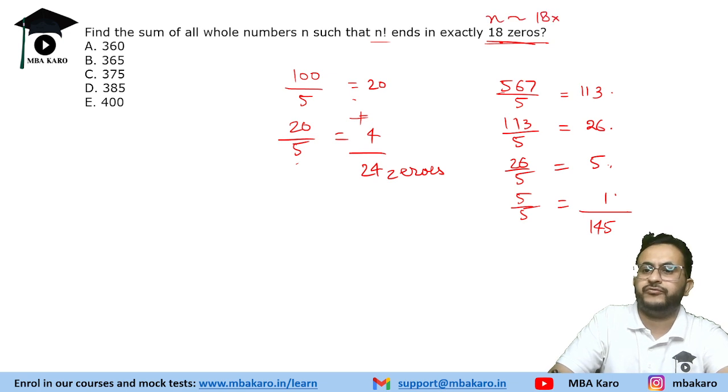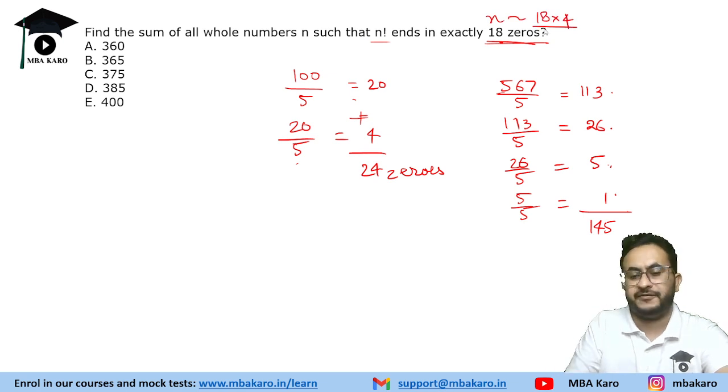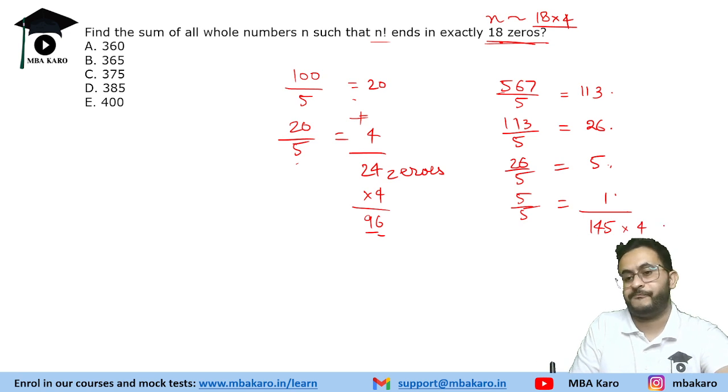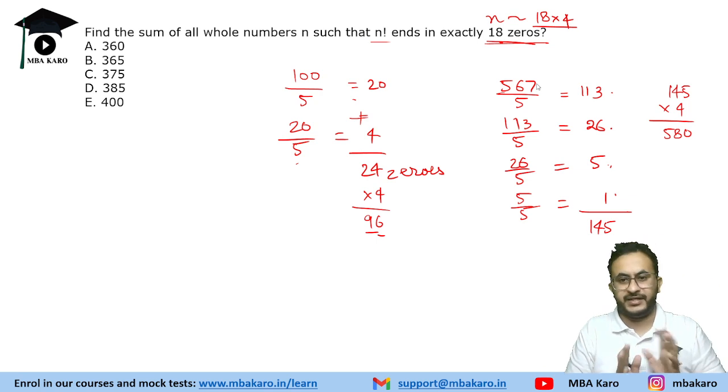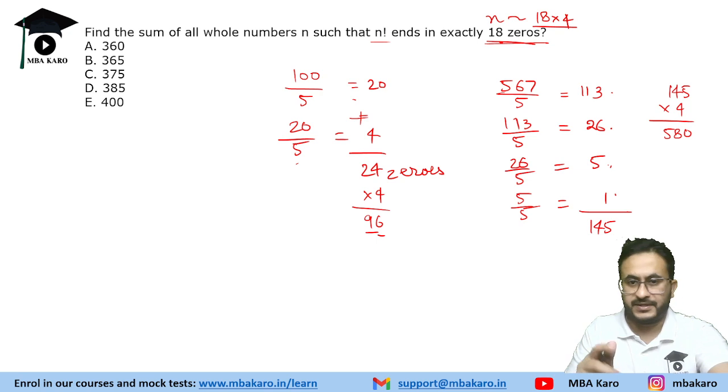Approximately 18 into 4. Like if you see 24 zeros, 24 into 4 is 96. Right, so we got 96. Now, if you see 145, 145 into 4 is 580. The number of zeros was 4, so 145 into 4 is 290 and 580. Very close to it, right?